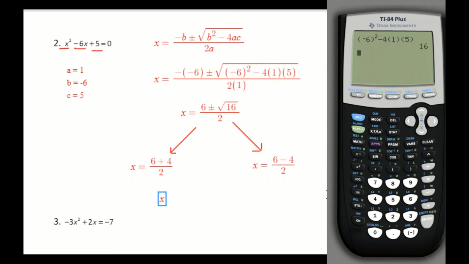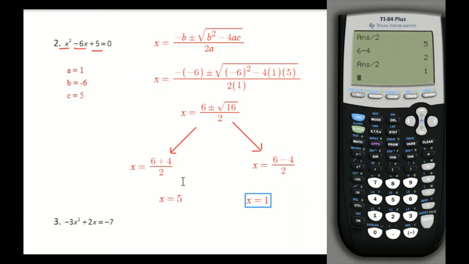So I should get x equals, and just to be clear, let's make sure we're right here, 6 plus 4 is 10, divided by 2 is 5. I don't really need a calculator for this, neither should you, but I'm being careful. 6 minus 4 is 2, divided by 2 is 1, and so we get our 2 solutions, 5 and 1.